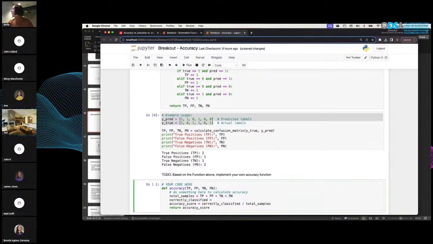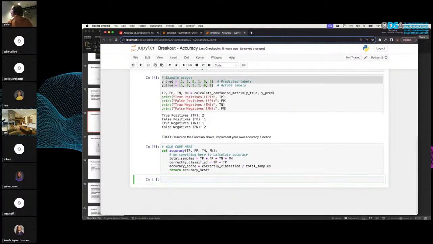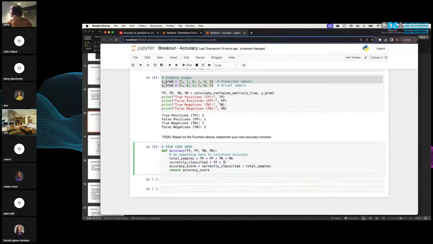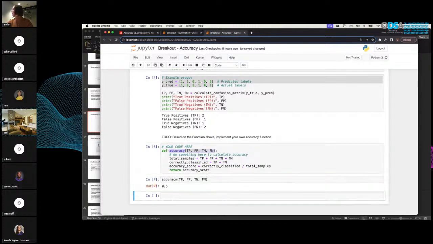And which ones were the correctly classified ones? TP and TN. TP and TP, that would be an interesting accuracy score. Okay, so let's call this. Let's see what we get. All right, 50%. Excellent.